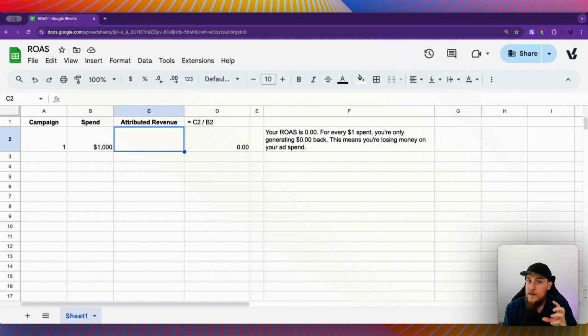So this is now where it gets a little bit interesting because it does require attribution, right? This is attributed revenue. This is not considering the organic revenue or the revenue from emails, right? This is supposed to be revenue attributed to the spend for that campaign, channel, whatever it is. So immediately this is already flawed.